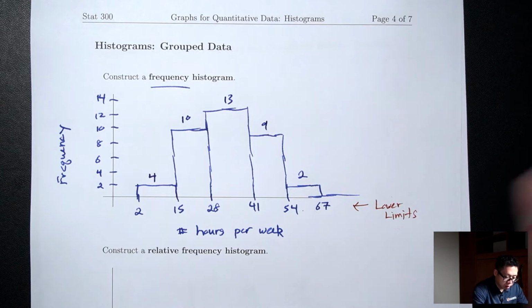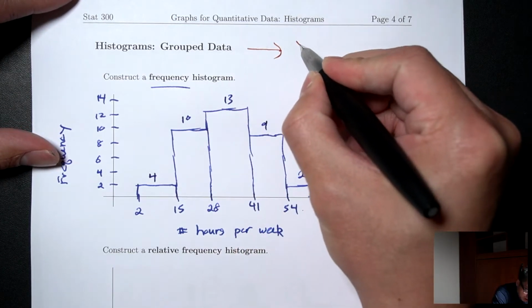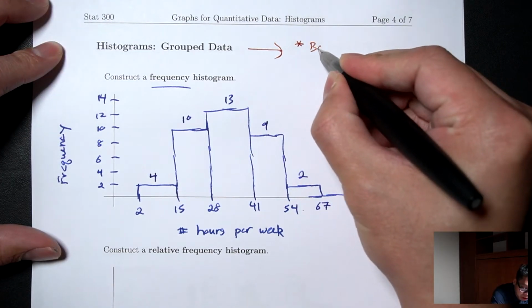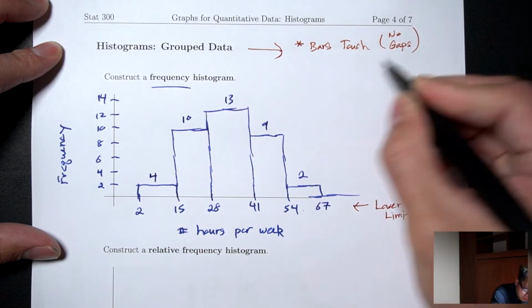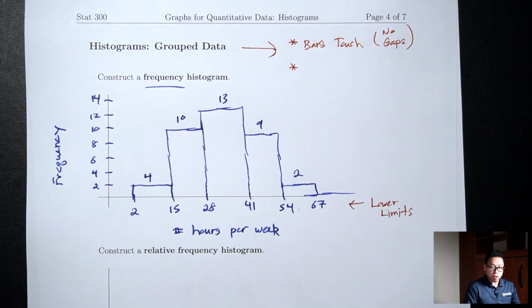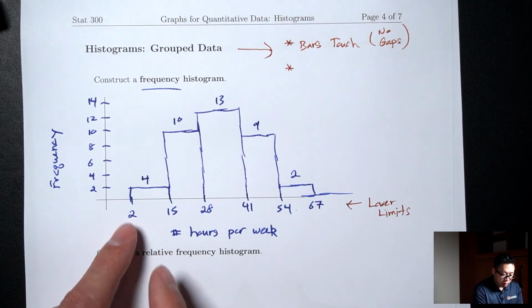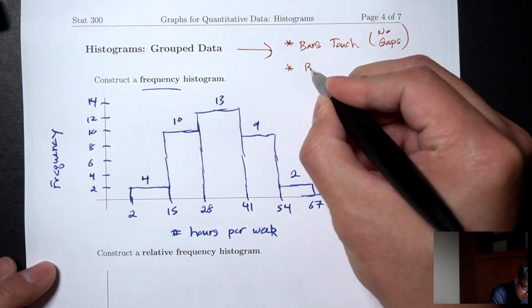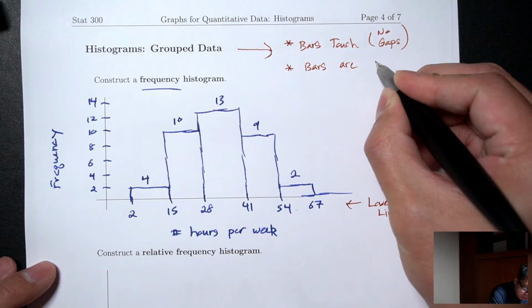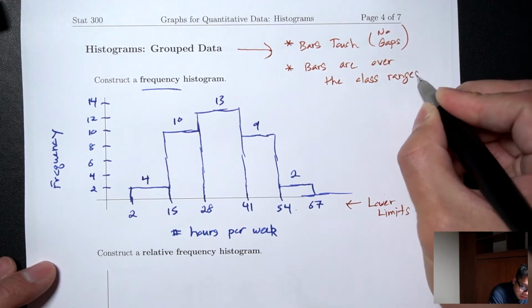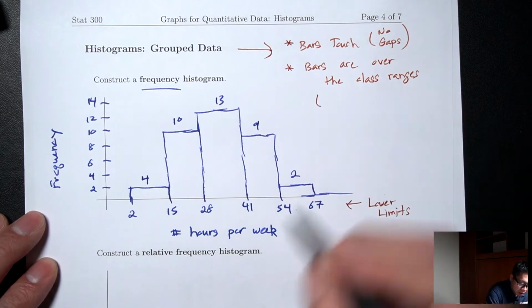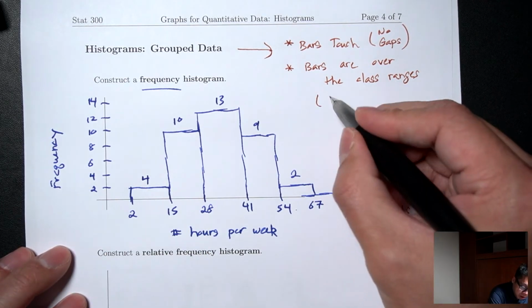And let me write down the key points that I was talking about. Same for both situations, the bars touch. No gaps. So for quantitative data, the bars touch. For qualitative data, that we talked about in the last lecture, the bars have gaps. Now, for grouped data, the bars are over ranges. I'm going to say the class ranges. Numbers are not centered on bars.